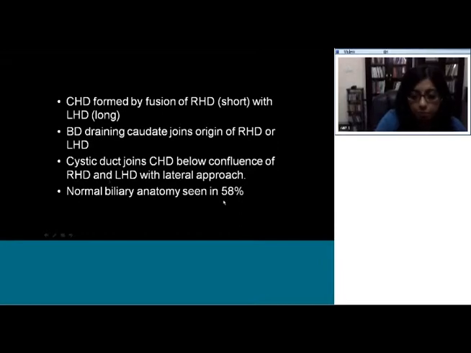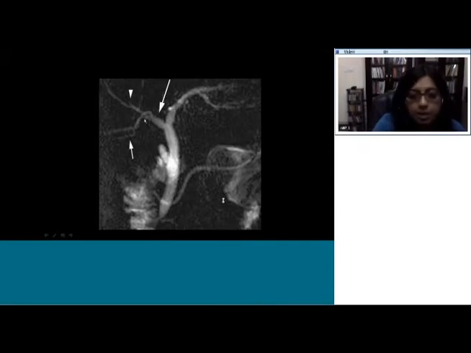So this is a representation of the normal anatomy. This is right and this is left. So we said the left is longer, the right is shorter. This is the posterior, which is more horizontal and joins from the medial aspect. So it actually comes around like this. This is the anterior branch, which is more vertical in orientation. And this is multiple small branches.